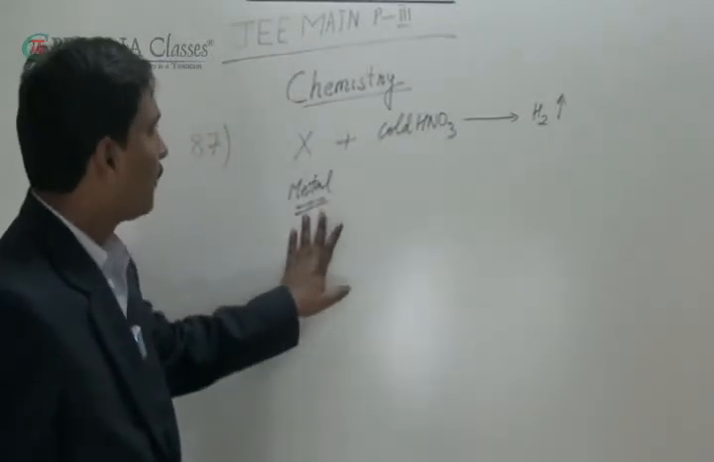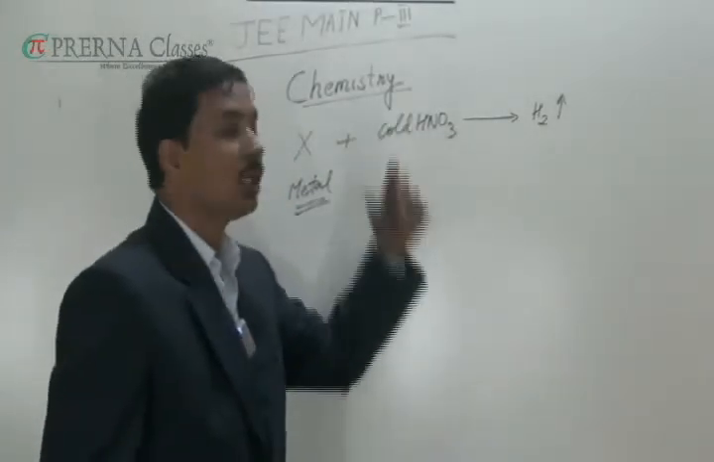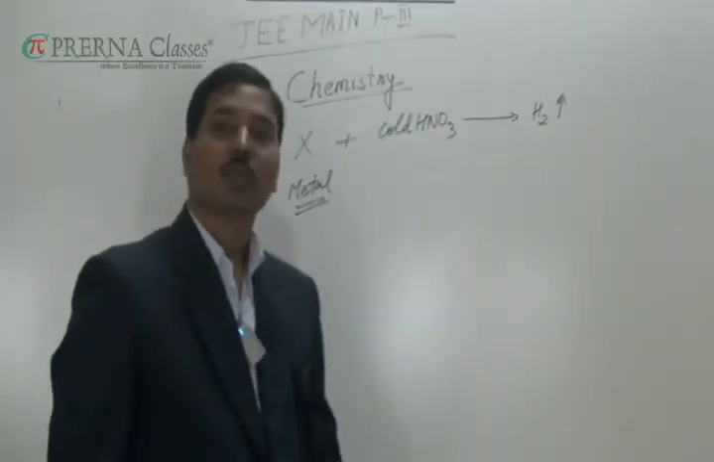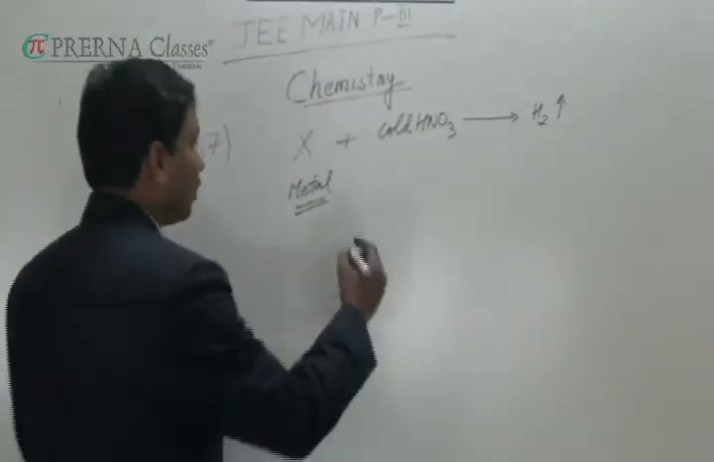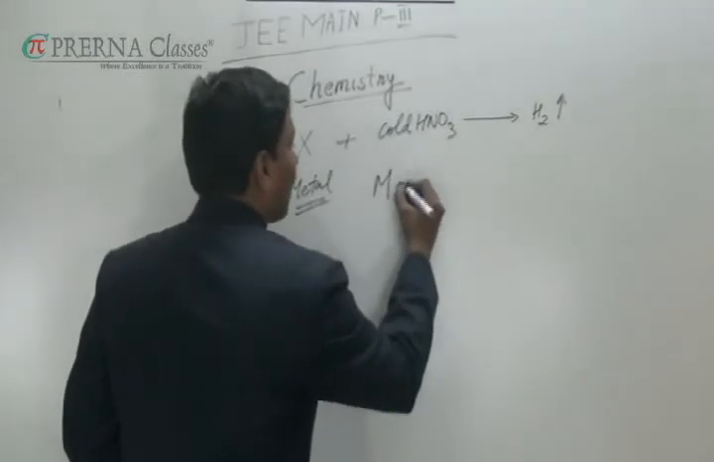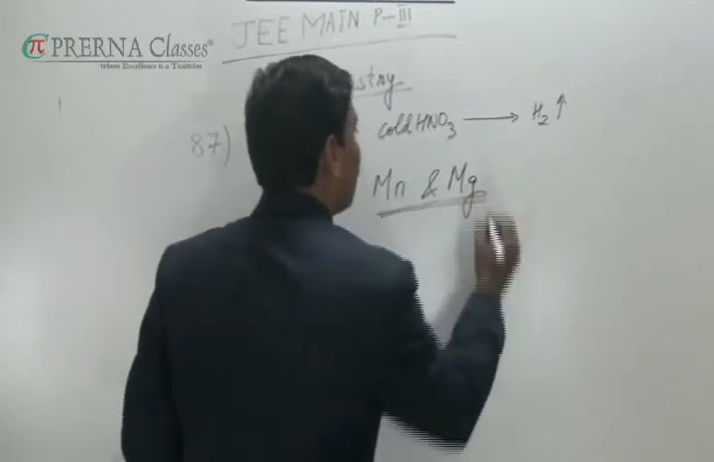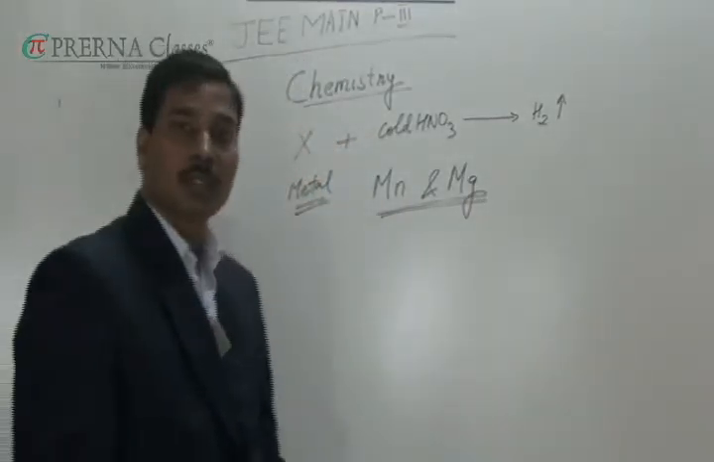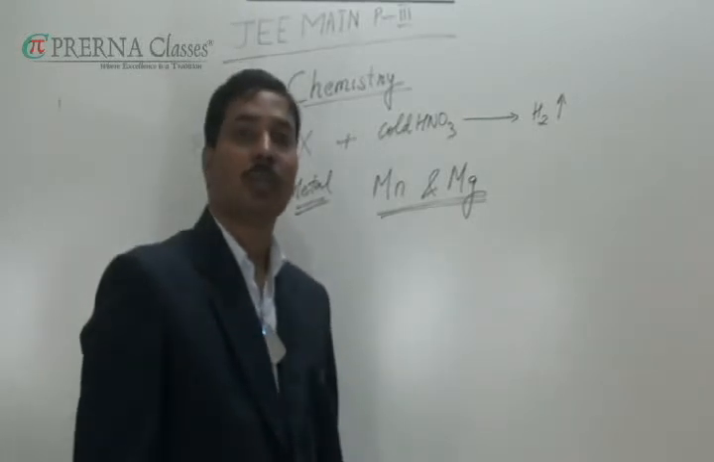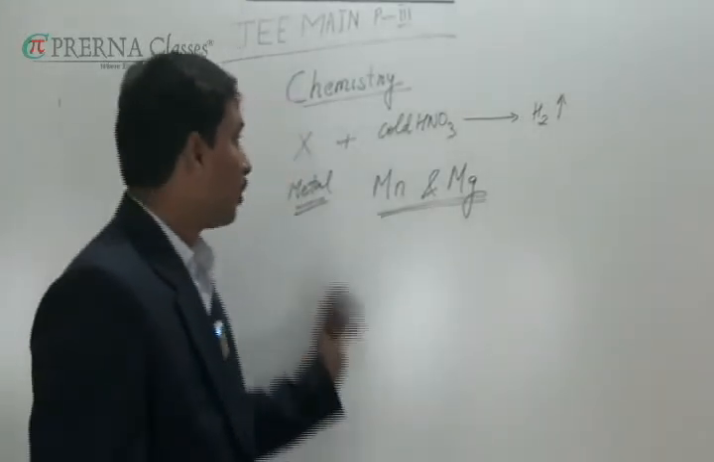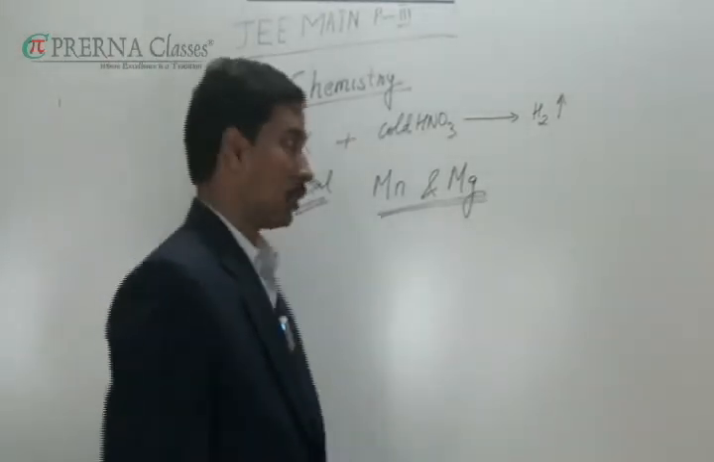Now, which of the following metals will produce hydrogen gas on reacting with cold HNO3? There are only two metals which will produce hydrogen gas. They are manganese and magnesium. These two only will react with cold HNO3 and will liberate hydrogen gas. The rest of the metals will not liberate hydrogen gas. So of the four options given, option B is the correct answer.